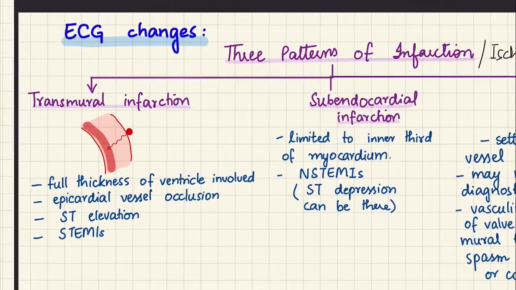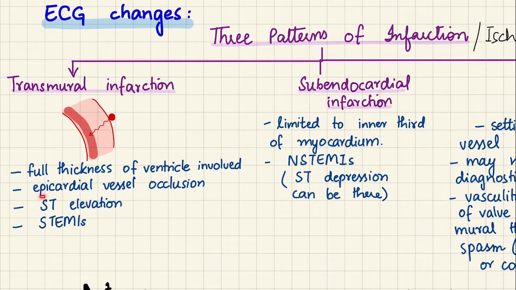Okay, so in this case the epicardial vessel will be fully occluded. If it is fully occluded, then neither this part will be supplied nor this one. The whole of the ventricle will undergo uniform necrosis. It will have ST elevation, and it is called ST elevated myocardial infarction. I will explain this in the curve below.